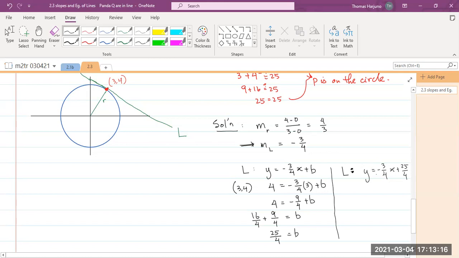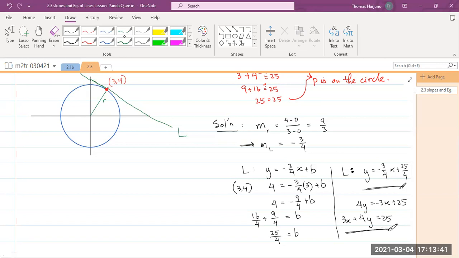Okay, we are actually done there, but if I go on a little bit further, I multiply by 4, and then move the 3x. That's the equation of the line tangent to that circle at (3, 4).